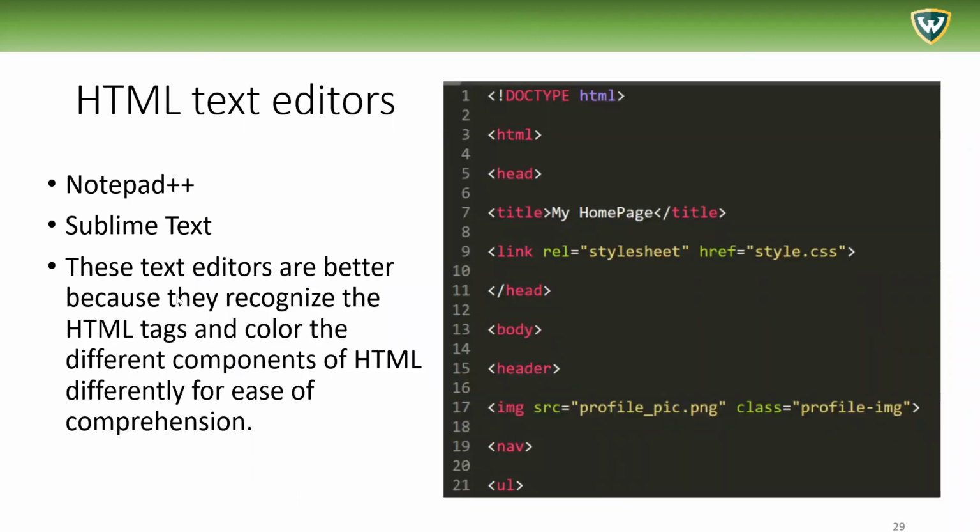These text editors are better because they recognize the HTML tags and color the different components of HTML differently for ease of comprehension. Now, we have to know that the colors don't matter. The color has nothing to do with the programming. The web browser does not see red and green and yellow. It's all about the text itself. The colors are for human beings to differentiate: this is a tag, this is another tag, this is a value, this is an attribute. This is the text that the author created, and the user is going to see, and so on.